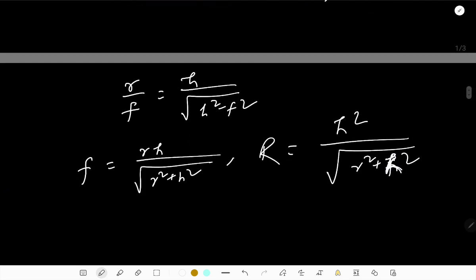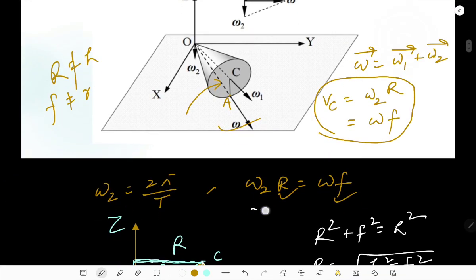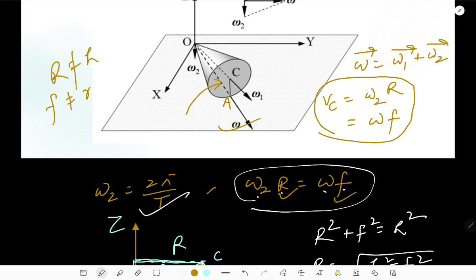Once you get the values of r and f, you already have the value of omega 2. You can get your value of omega. And thank you very much for watching.